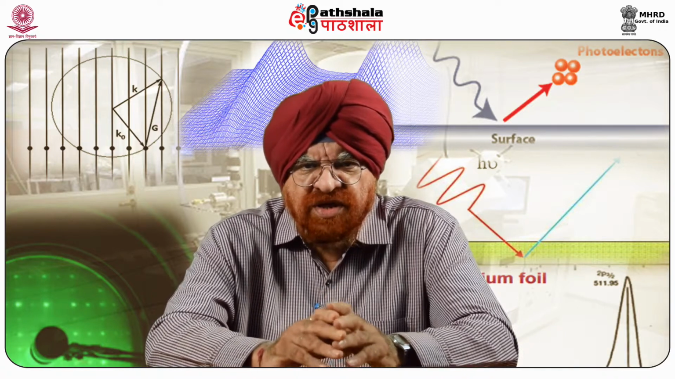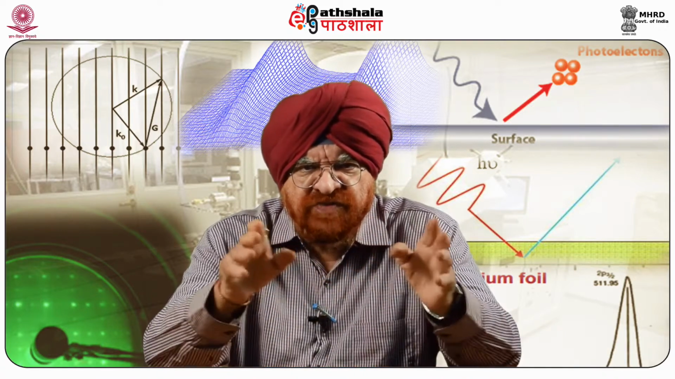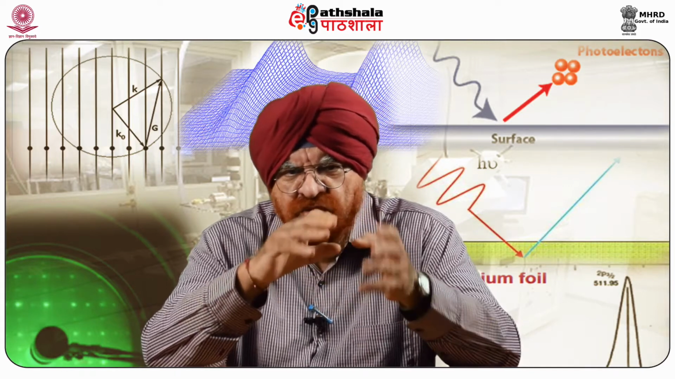LEED may be used in two ways. Qualitatively, it gives information on the symmetry of the surface structure. In the presence of an adsorbate, it gives information about the size and the rotational alignments of the adsorbate unit cell, and also gives the alignment in which the surface is covered. Quantitatively, by comparison with theoretical curves, this may provide good information on atomic positions on the surface at hand.